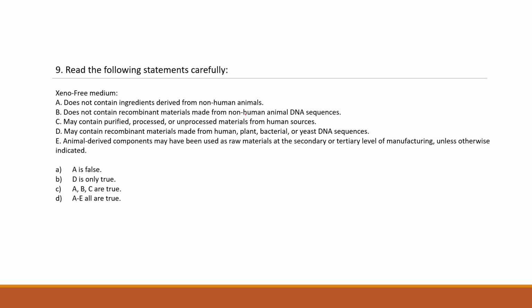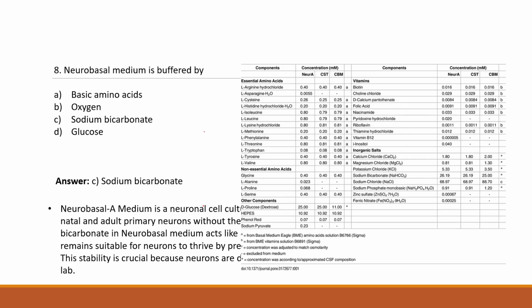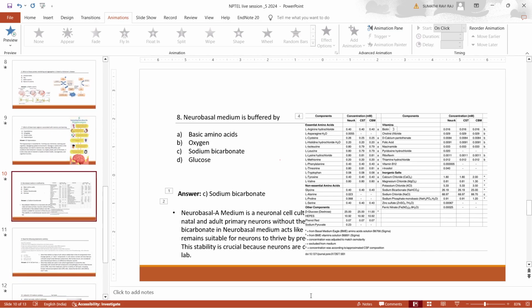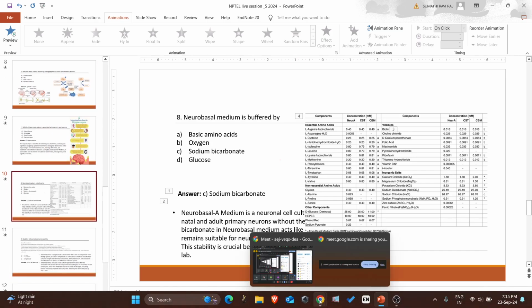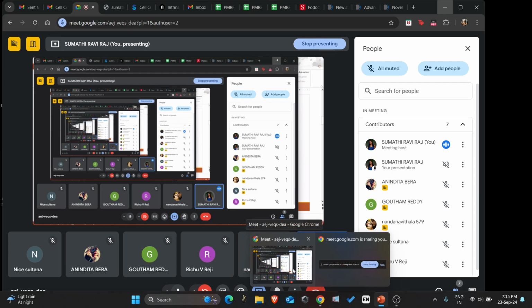Do you know what xeno means? What does the term xeno mean? Somebody just answered C, right? So you might have an idea what is xeno-free medium, or what is xeno. Do you know? Does anybody know what xeno is? Xenobiotics. We know, right? We use this term.